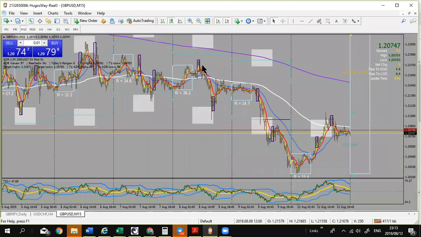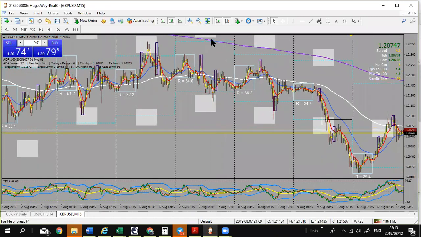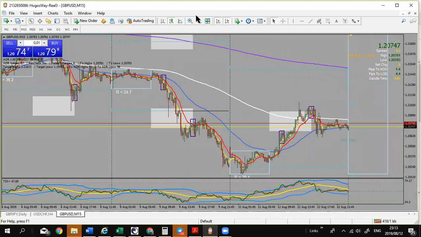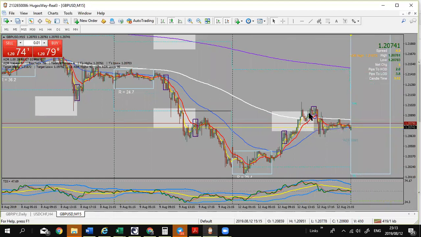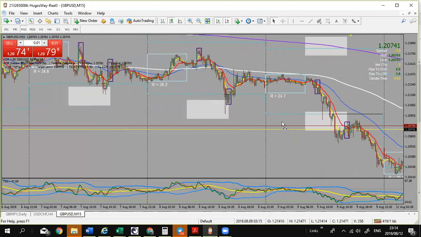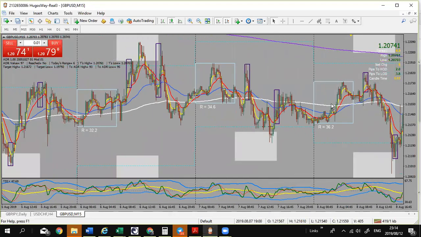Let me make this clear for you. Let's look at this. Over here you can see this was just this high. So obviously this was a straight move and you could have caught it straight, but I want to show you guys a more decent entry point.